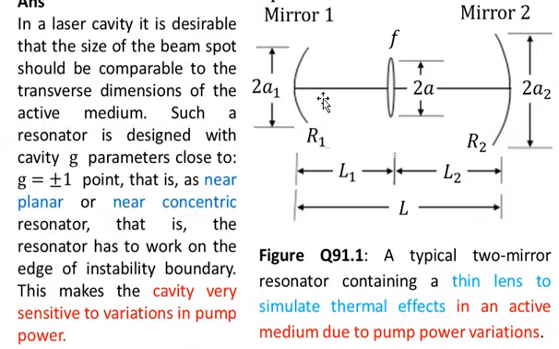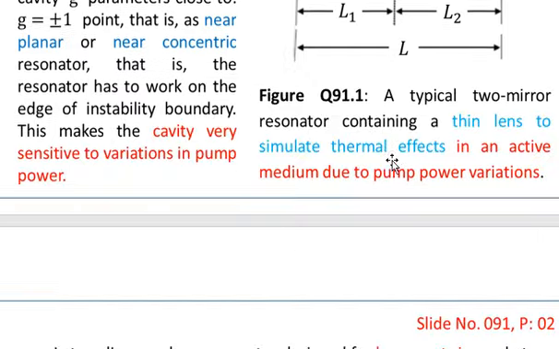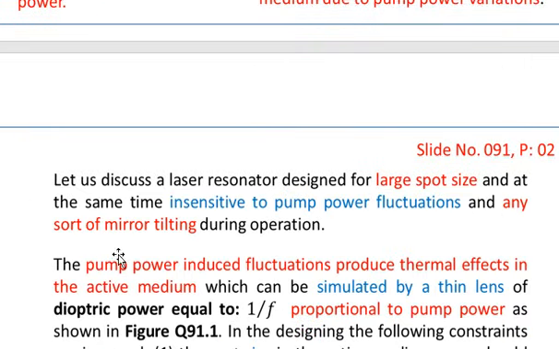The mirror, the beams will become out of alignment. The alignment is lost. So mirror 1 and mirror 2 are adjusted in order to align the laser spots within the cavity. So misalignment may occur.